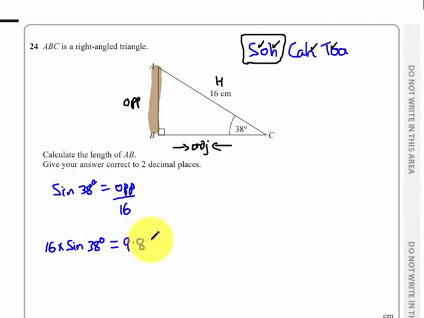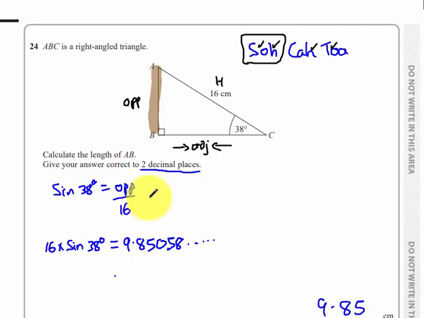That comes to 9.85058 and so on. I then check the level of accuracy needed, which is 2 decimal places. So the answer I'm going to give is 9.85.